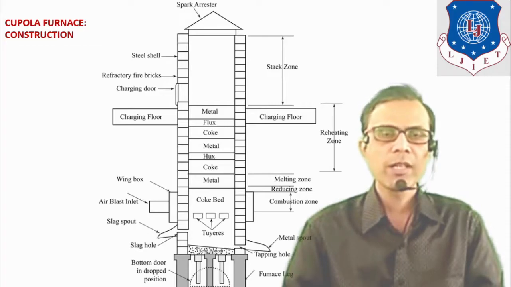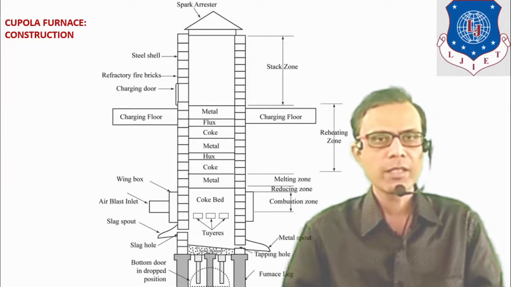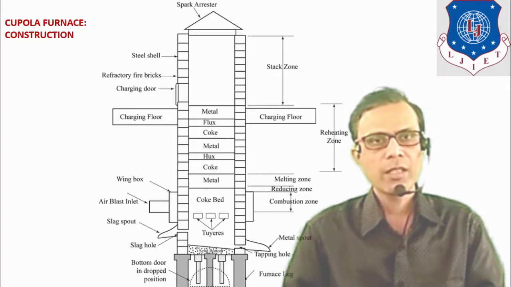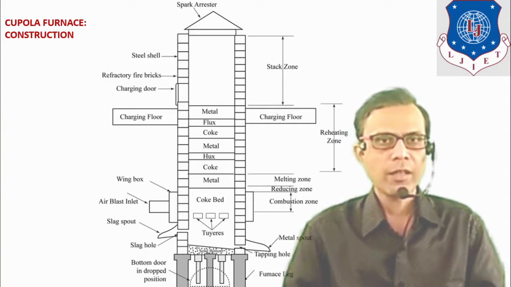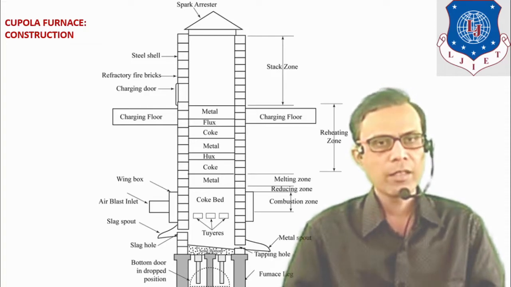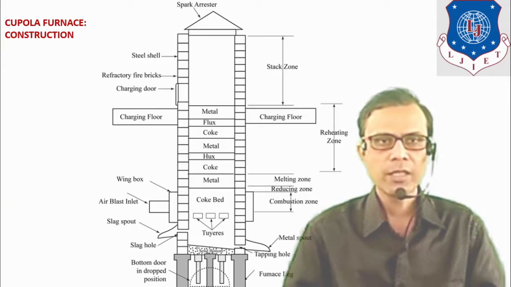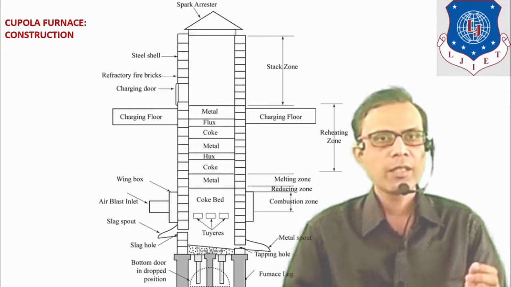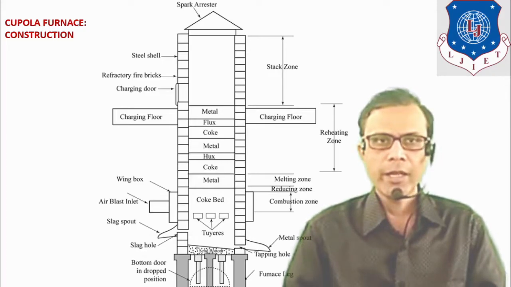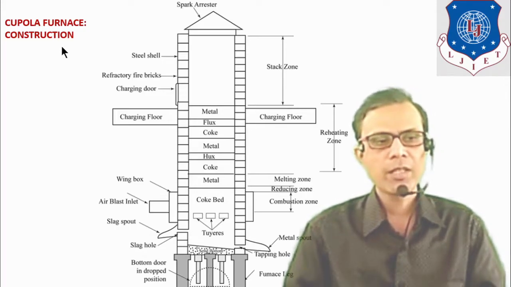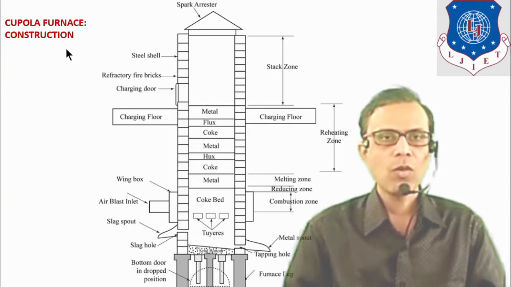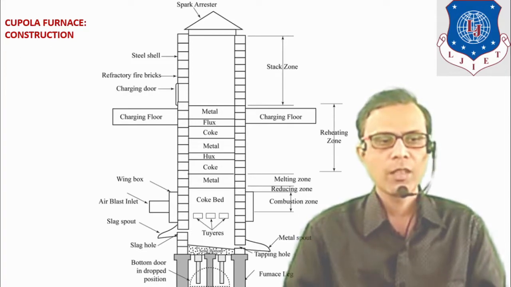Next type of furnace is a cupola furnace. Cupola furnace is very widely used to melt cast iron. Scrap material and pig iron is melted in the cupola furnace in a large quantity, and we can obtain cast iron as an end product. So in the first stage we will see the construction of cupola furnace.